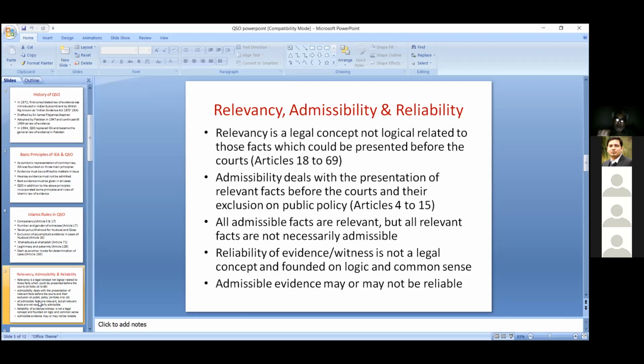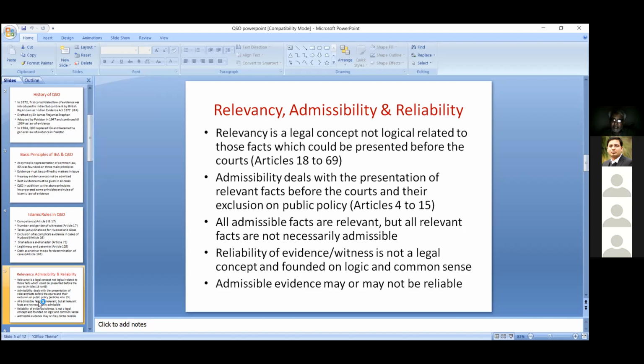Whatever kind of communication under Article 5, communication between spouses, even if a spouse confesses before his better half, that confession is relevant if made in front of any other person, but the confession before police and before a spouse is not relevant under Article 5. So the piece is relevant, but it is not treated as admissible.